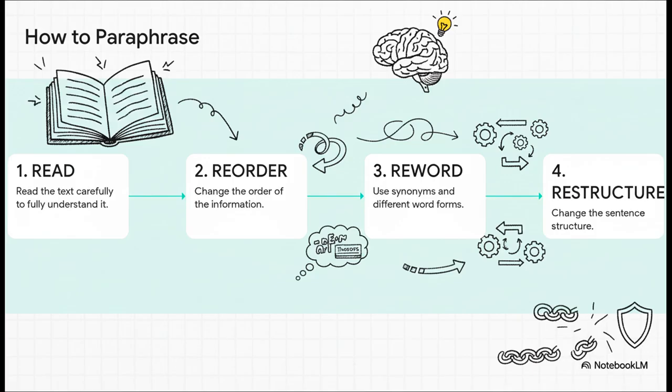Now, from your memory, you reorder the information. Maybe start with their main point instead of their background info. Then reword it. Use your own vocabulary, your own synonyms. Finally, restructure the sentences. If they used one long sentence, break it into 2 short ones. If they had short, choppy sentences, combine them. The goal is to make it sound like you.